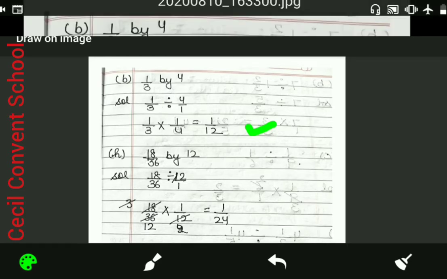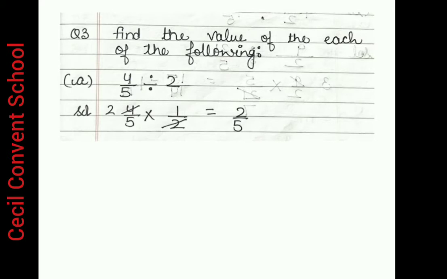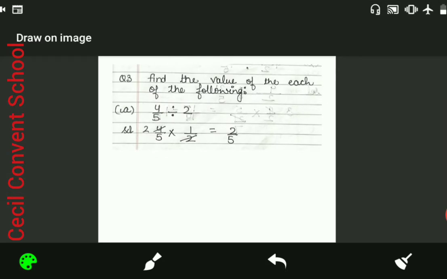Clear, students? Now after this, student, we do question number 3. Question number 3 is find the value of each of the following. Now in this question, in place of by, students, what is written? Divide sign. So what do I do? In place of divide sign, I put multiply sign, and down of 2 nothing is written. So what do I write? 1. So when I reciprocate 2, it will become 1 by 2. Now you will see in numerator and denominator, there are two numbers which come in one table, that is 4 and 2. Both numbers come in the 2 table only. So we cut it. 2 ones are 2, 2 twos are 4.